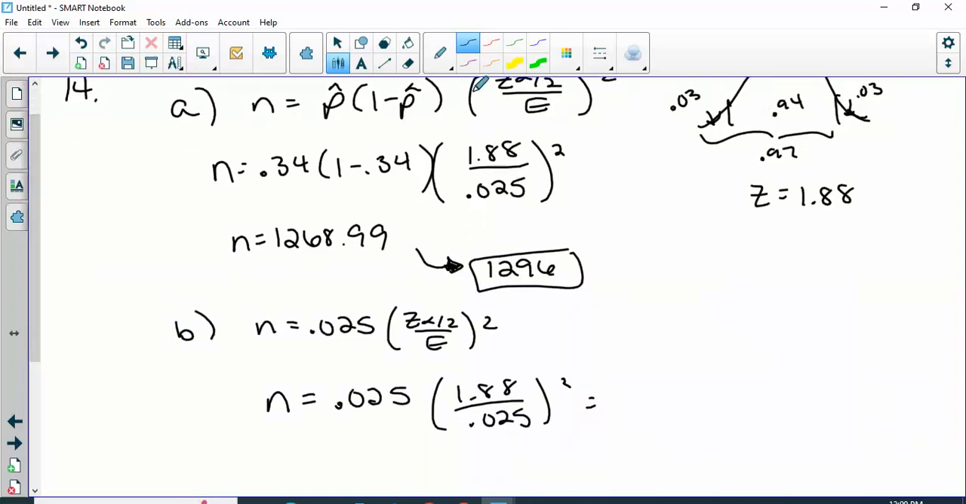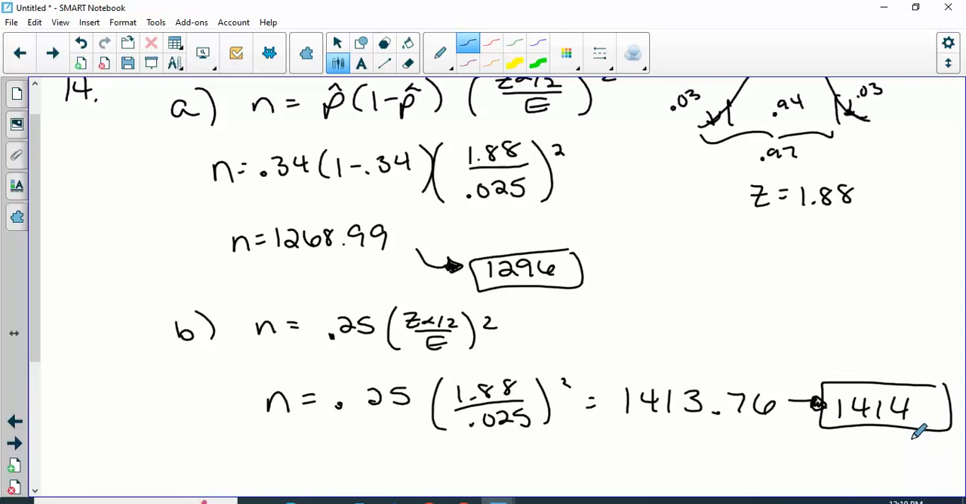Sorry, I wrote that down wrong. It should be 0.25, shouldn't it? Did I write that down wrong? Yeah, it is 125. So we get 1,413.76, which means the sample must be 1,414. Questions on that?